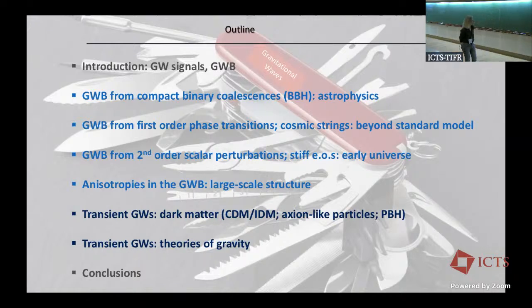Then I will discuss anisotropies in the gravitational wave background and how it can be used as a way to discuss the large-scale structure of the universe. Then I will discuss gravitational waves as a tool for dark matter. In other words, cold dark matter with respect to interacting dark matter, and I will put constraints on primordial black holes using LIGO-Virgo-KAGRA data, and as well on axion-like particles. And finally, I will give some hints about how one can use gravitational waves, with or without electromagnetic counterpart, to test GR.